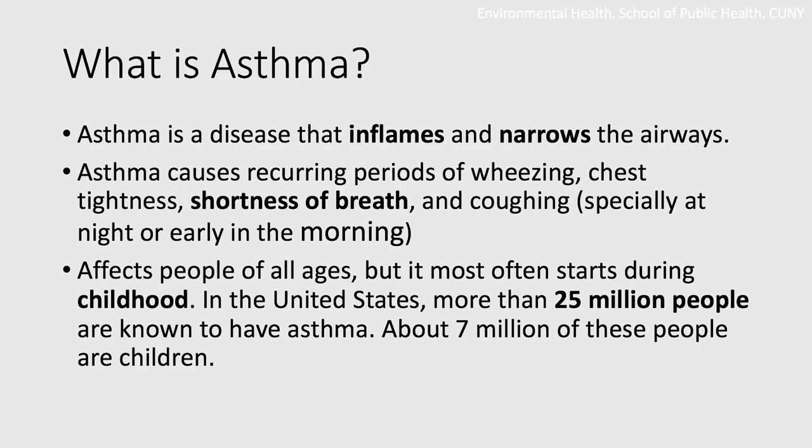So, what is asthma? Asthma is a disease that inflames and narrows the airways. Asthma causes recurring periods of wheezing, chest tightness, shortness of breath, and coughing, especially at night or early in the morning. It affects people of all ages, but it most often starts during childhood. In the United States, more than 25 million people are known to have asthma. About 7 million of these people are children.